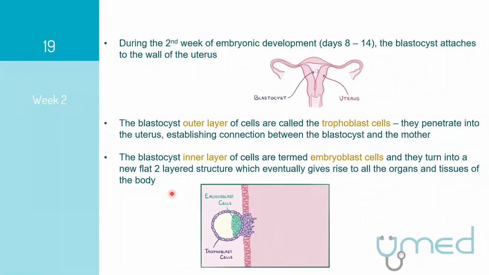Okay, so everyone good with the slide? Taking it nice and slow. So what you have to appreciate here is that the outer layer cells become the trophoblast. The inner layer becomes the embryoblast. Right? That's the two most important things on this slide.